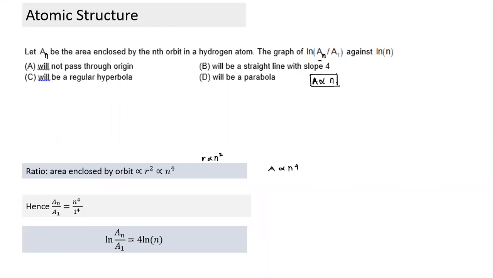So what is this plotted as? This term is taken as x, and this is taken as y. And this is equivalent to y is equal to mx, and the slope is equal to 4. So I hope all are understood.